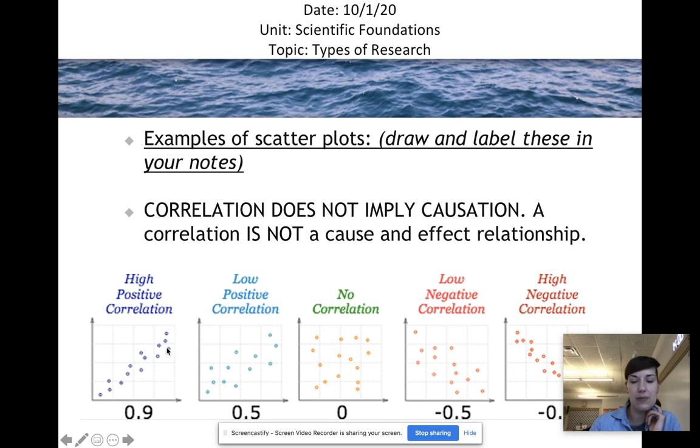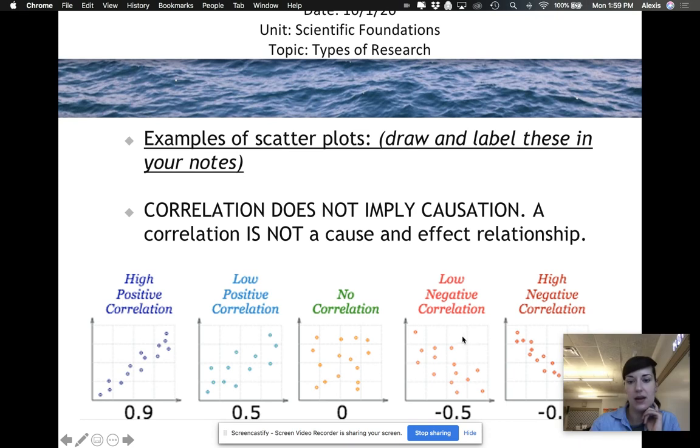Here, you would get quite a bit of them on that line. Okay. Then we have one where there's just no correlation. There's no relationship. We can't see them together. All right. And then we're going to have a negative low correlation.